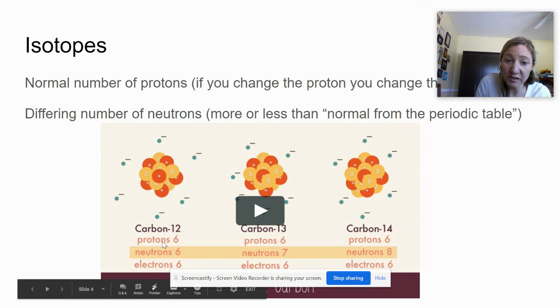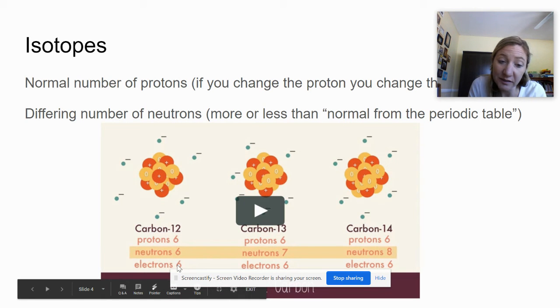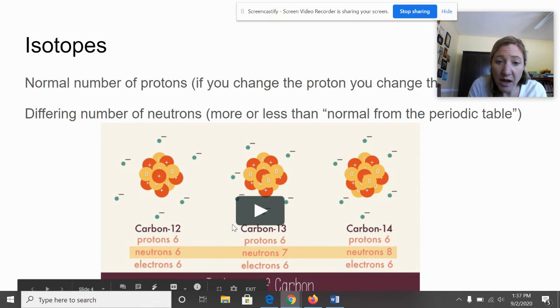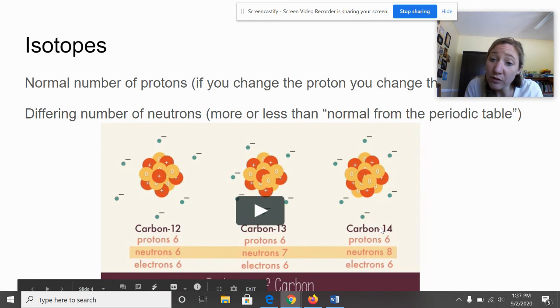The normal version of this one has 6 protons, 6 neutrons, and if it's not an ion, it has 6 electrons as well. And for this one over here, these are 2 different isotopes of carbon. Carbon 13 still has 6 protons, but 13 minus 6 gets me my 7 neutrons. And then over here, carbon 14, my protons still have to stay 6. So 14 minus 6 gives me my 8.